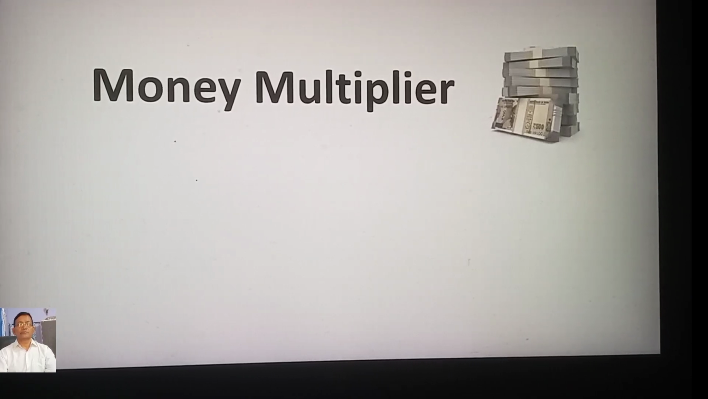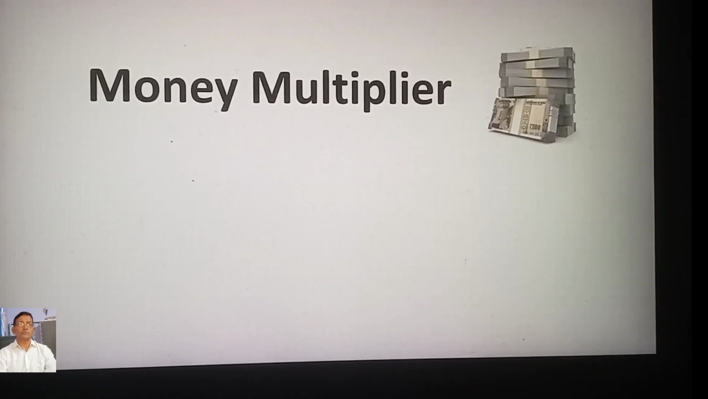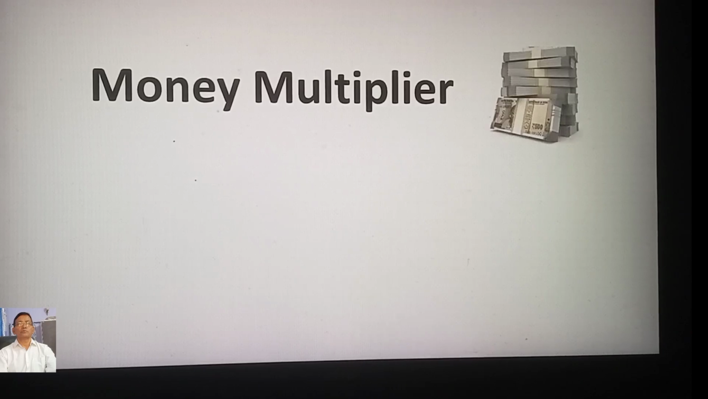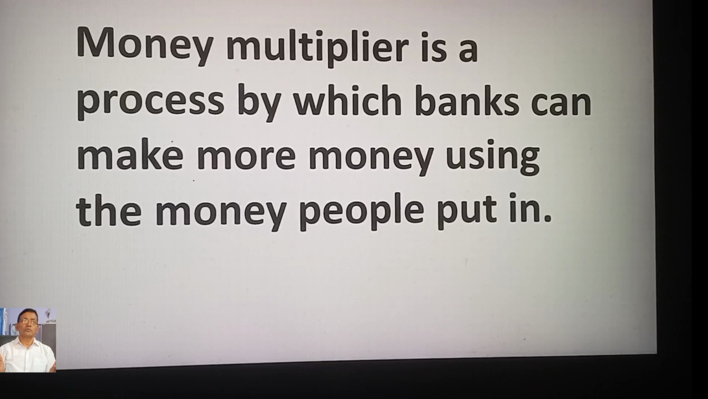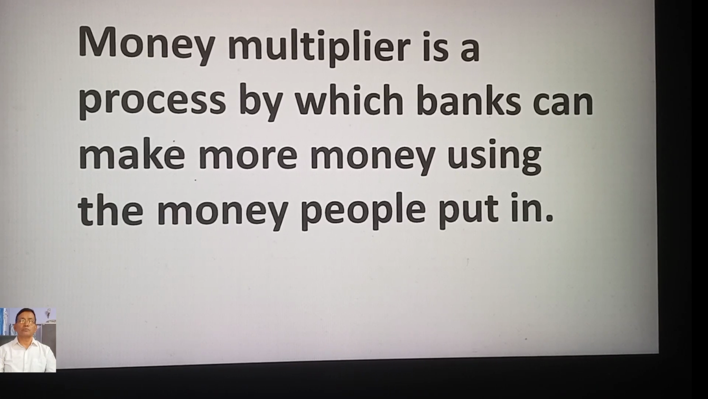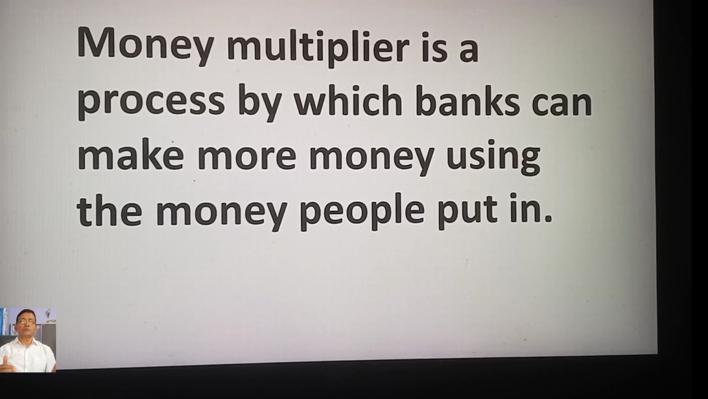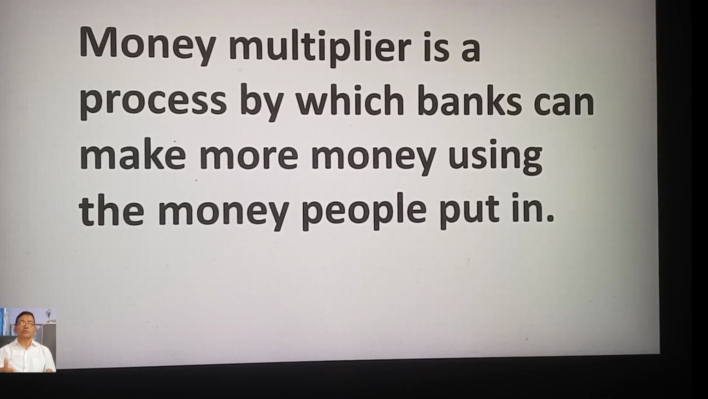We will discuss money multiplier. Money multiplier can be stated as the phenomenon in which the creation of money is done in the form of credit creation in the economy. Money multiplier is a process by which banks can make more money using the money people put in.